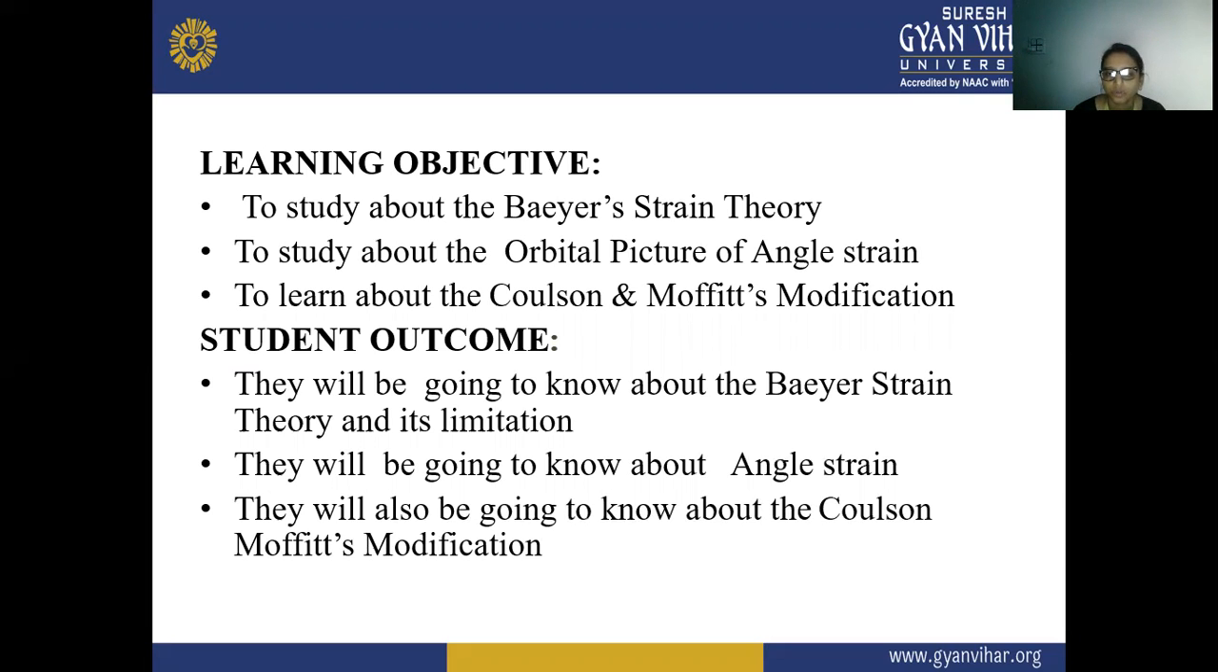What is the Bayer strain theory? The scientist Bayer has given his theory about cycloalkanes, and students will learn its limitations, that it is not applied to all cycloalkane molecules. They will also learn what angle strain is, and the orbital picture of angle strain. They will also learn about the Coulson and Moffitt modification, what modification they gave in the cycloalkane theory. So this is the learning objective and the student outcome. Let's start the topic.